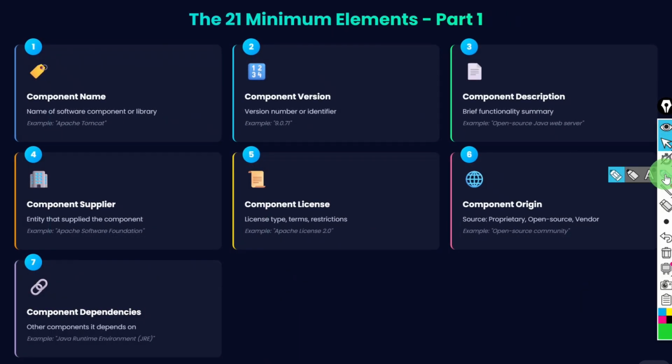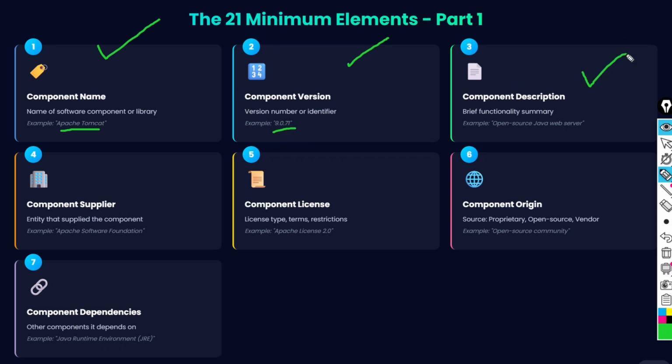Okay, so let's begin with the first one, which is component name. This is the name of the software component or library included in the SBOM. You can see the Apache Tomcat is the example here. And the second data field is component version. It is a version number or an identifier of the software component. And here it will look like this.